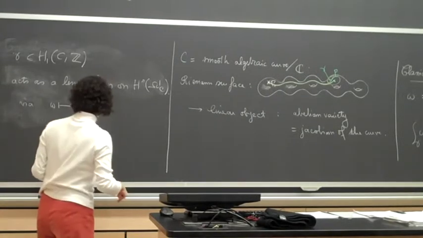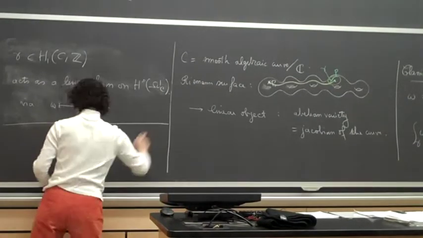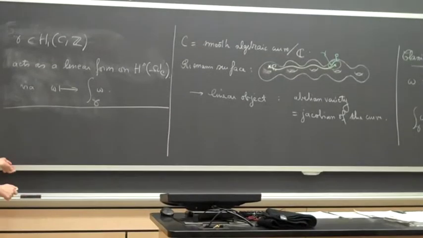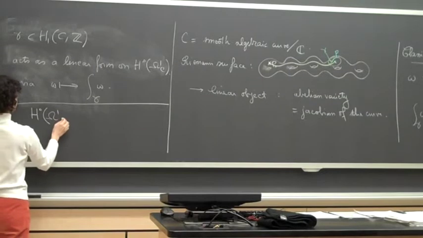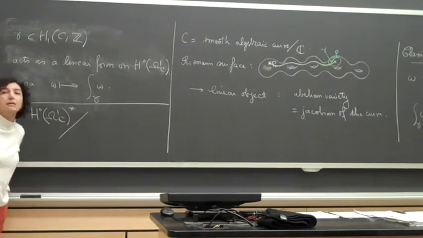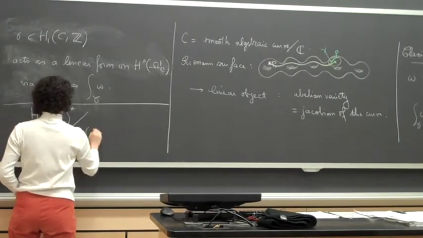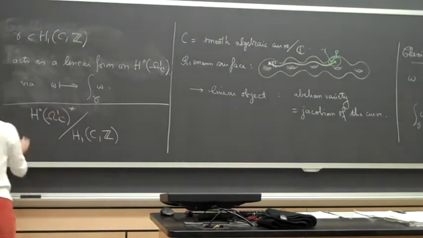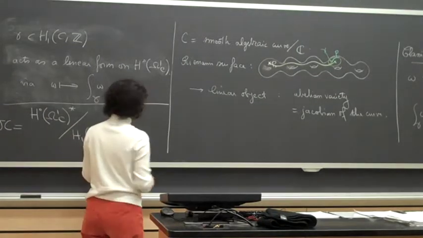So what people did was they said the interesting object here for us is going to be the space of linear forms, and we're going to mod out by the guys that come from the loops. H1 of C, Z, and we're going to call this the Jacobian. Now we have a well-defined map actually from the curve in here. So the integration now works.